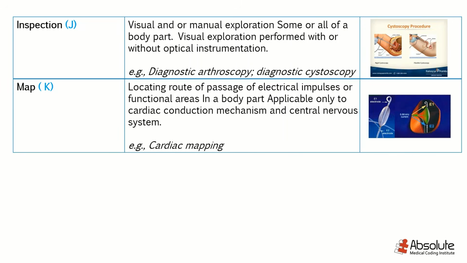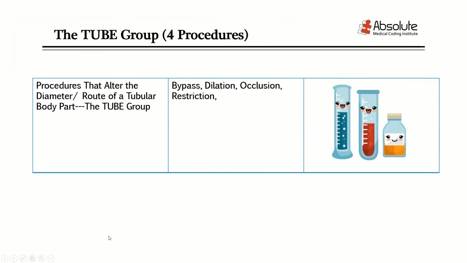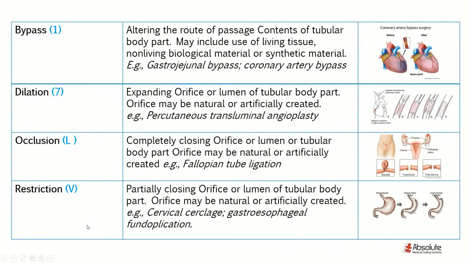All right, goodbye, inspection group or examination group. And let's say hello to the tube group. The tube group are procedures that alter the diameter or route of a tubular body part. So that's why it's called the tube group. You'll find your bypass, your dilations, occlusions, and restrictions, all members of the tube group. So bypass uses the value 1. When you see that 1, you know it's a bypass.